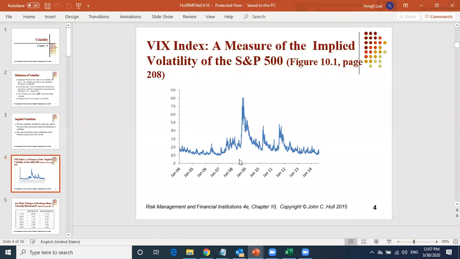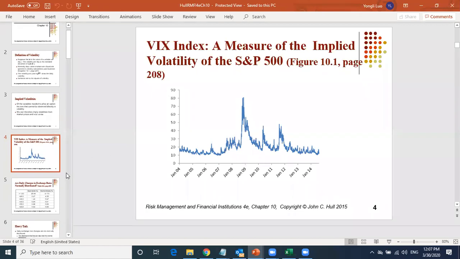So the VIX index basically is a measure of the volatility and also investors' fear.